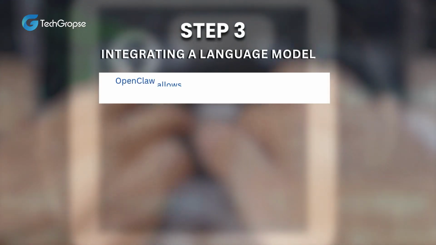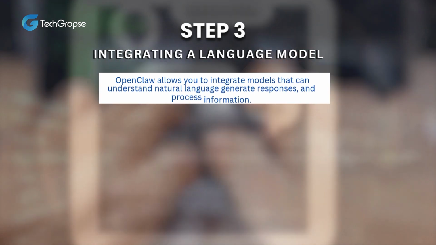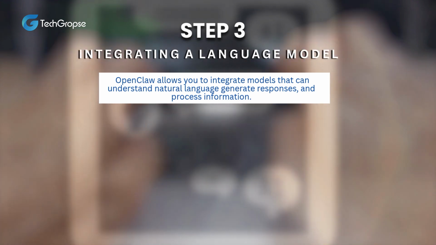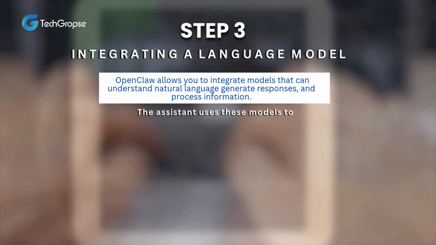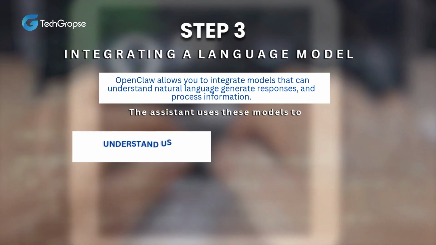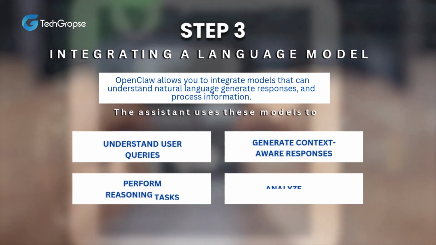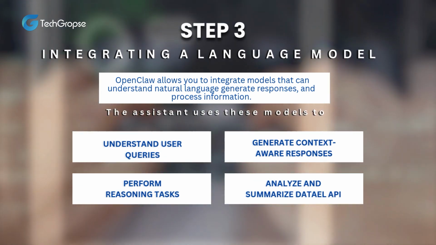Number 3 is integrating a language model. Now OpenClaw allows you to integrate models that can understand natural language, generate responses and process information. The assistant uses these models to understand user queries, generate context-aware responses, perform reasoning tasks, analyze and summarize data.